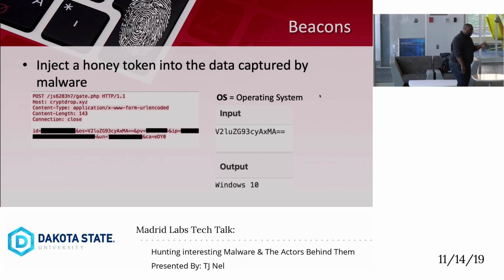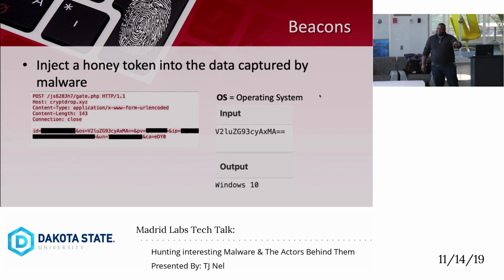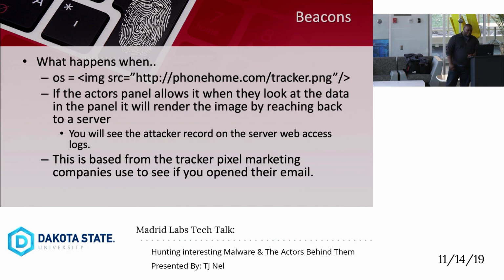Well, what if you don't put Windows 10? What if the malware, when it queries what type of system it's on, doesn't give back Windows 10, it gives back something like image, phone home, tracker.png. Well, beacons work this way. When you put something in that's going to get rendered by a web page, if you have a resource that's external, it's going to go out to phonehome.com and try to get the tracker.png image.